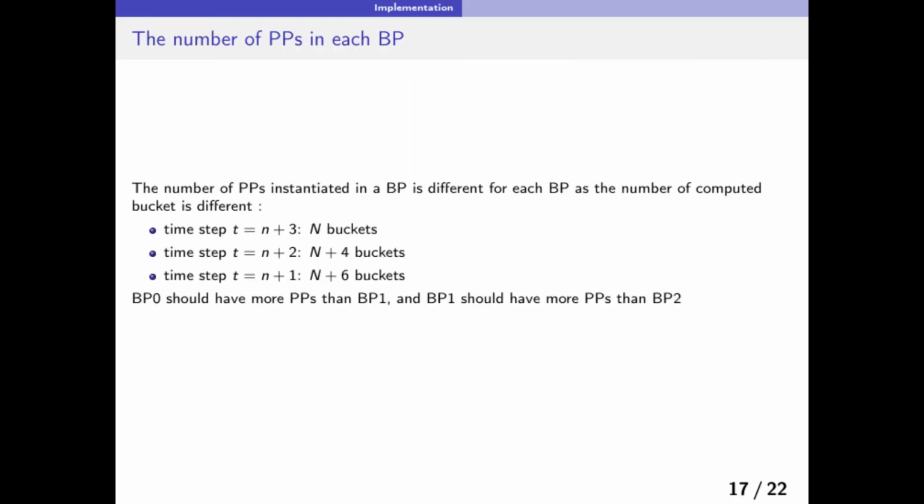The number of particle processing modules instantiated in a bucket buffer is different for each bucket processor, as the number of computed buckets is different. For the first computation, n buckets are computed. For the second time step, n plus 4 buckets are computed. And finally, for the last time step, n plus 6 buckets are computed. This means that the first bucket processor unit should have more particle processors than the second one, and the second one should have more than the third one.